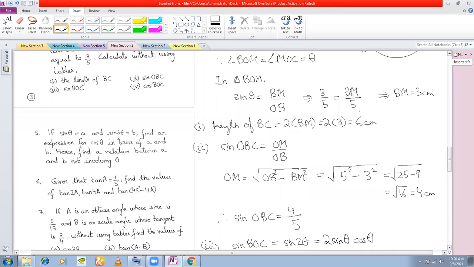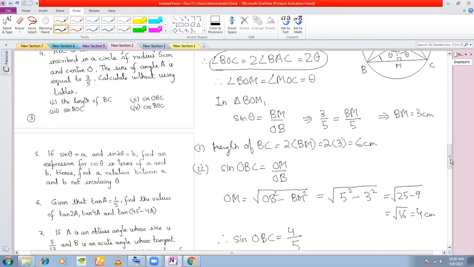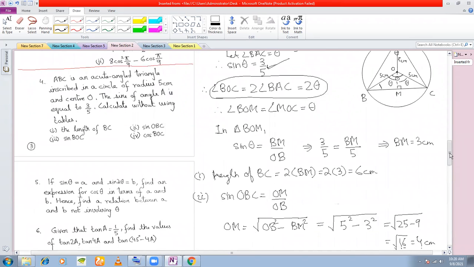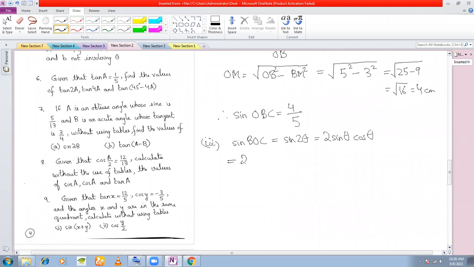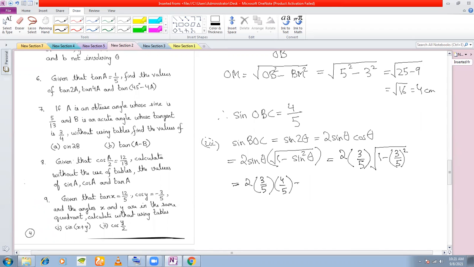Now, do you know the value of sine theta? Yes, we know the value of sine theta. Here, sine theta is 3 by 5. And if we know sine theta, can we find out cos theta? Yes. So cos theta is root 1 minus sine square theta. Because all the angles are acute, you don't need to worry about the negative sign. Now put the value: twice 3 by 5 into root 1 minus 3 by 5 square. You can find this to be 2 into 3 by 5 into 4 by 5, which is equal to 24 by 25.